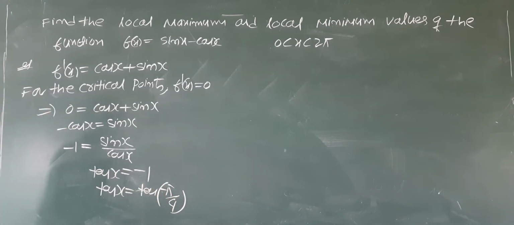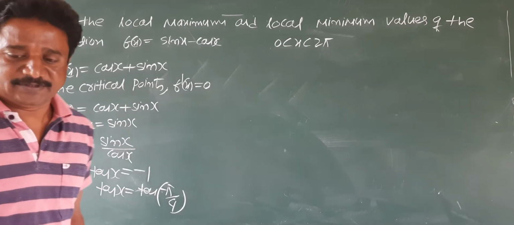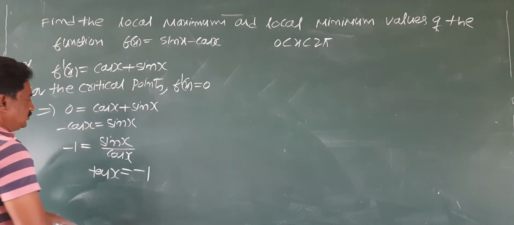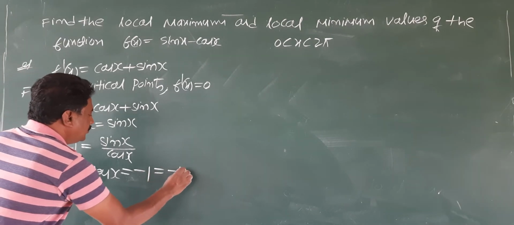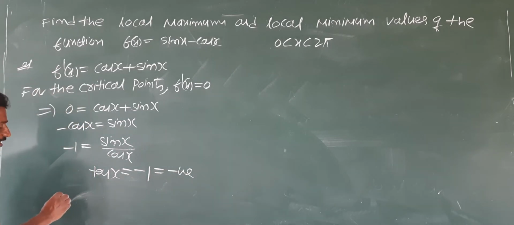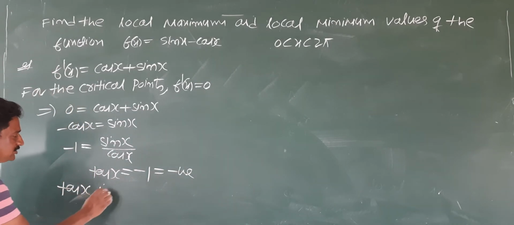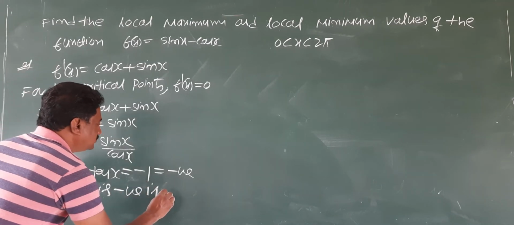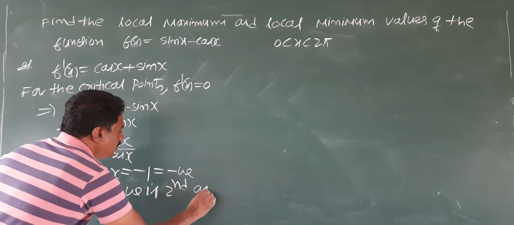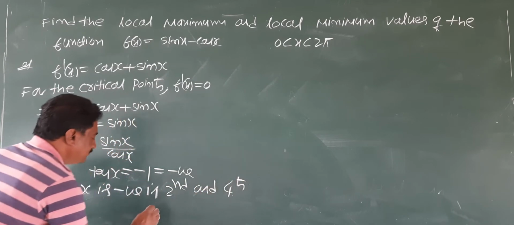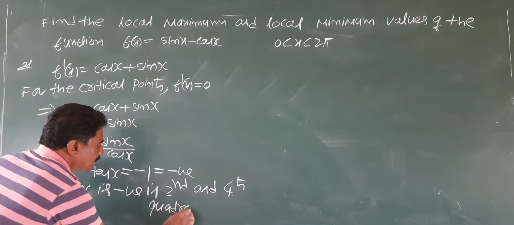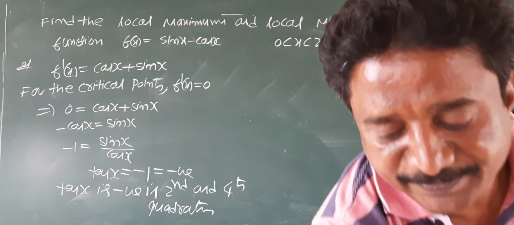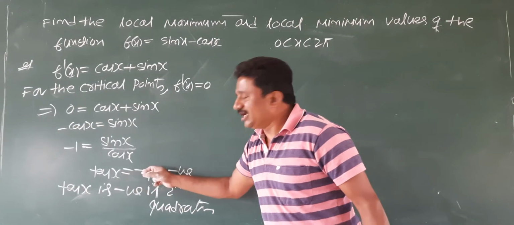So write, wait students. Tan x is negative. Tan x is negative in the second and fourth quadrants. So where is tan negative, students? Here I am getting the tan x value as negative.